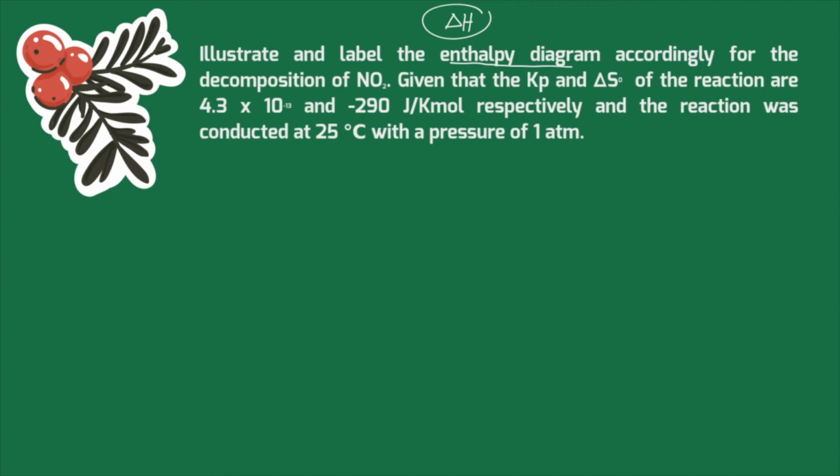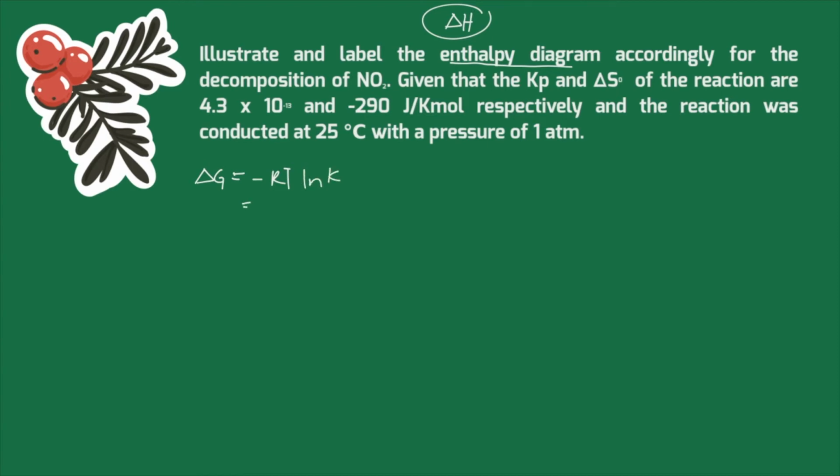Before you can calculate your delta H, the first thing that you need to calculate is your delta G. In order to calculate your delta G, your delta G is equivalent to negative RT ln K.